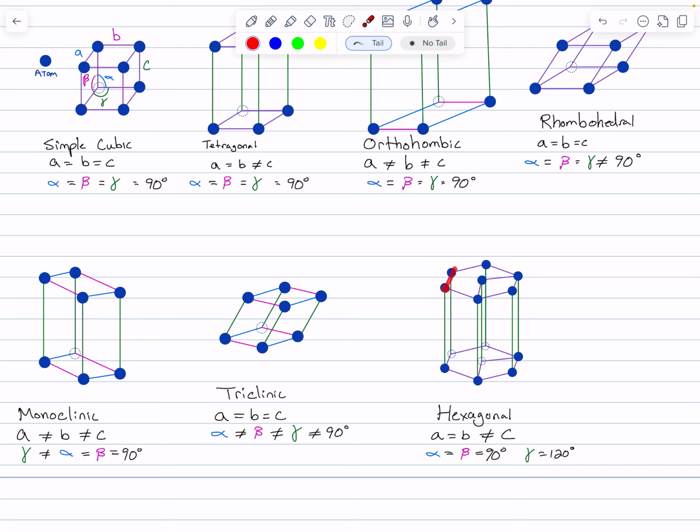Hexagonal, which is a very common one, you got a hexagon, right? And then all the sides of the hexagon are the same. It's just how high the hexagon is that's different. And so, of course, you have 90-degree angles, except for inside the hexagon. Inside the hexagon, the internal angle is 120. And so those are the 7 unit cells that our book talks about.